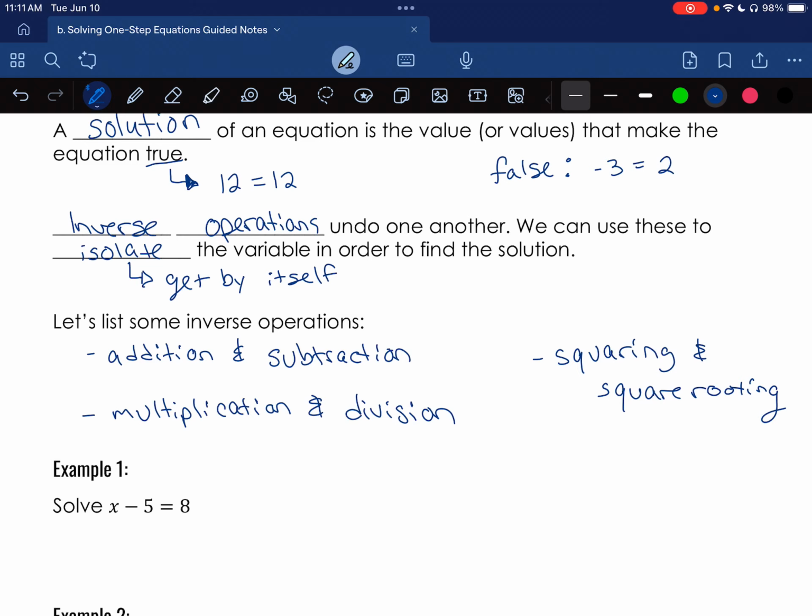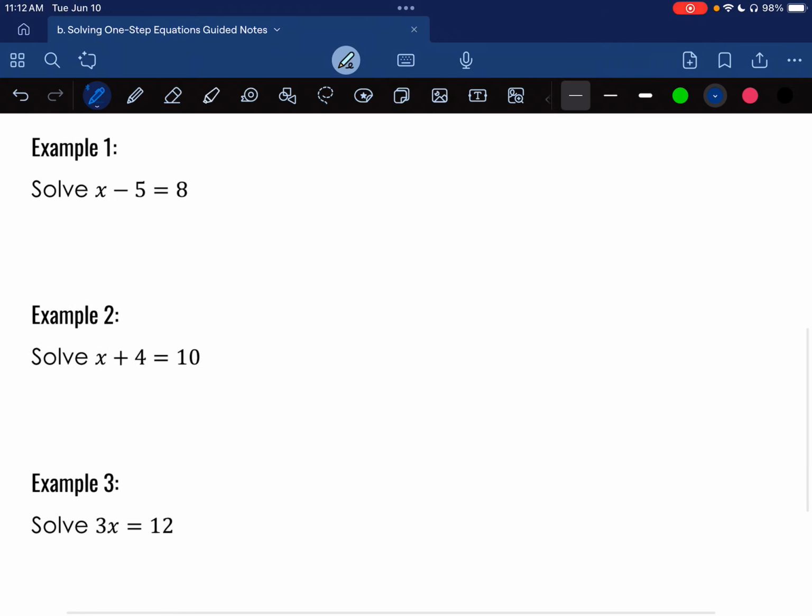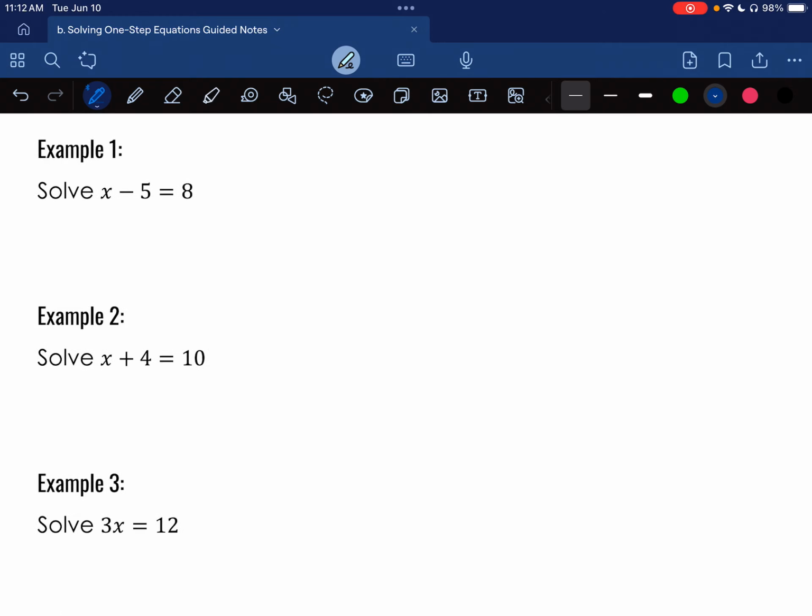All right, so let's do these in action. So let's solve the following equation. X minus 5 equals 8. Now, with these one-step equations, you might be able to just solve it in your head, right? The reason we're using inverse operations to solve these equations is not because that's the most efficient way to do it, but it is to lay the foundation for solving more complex equations in the future.